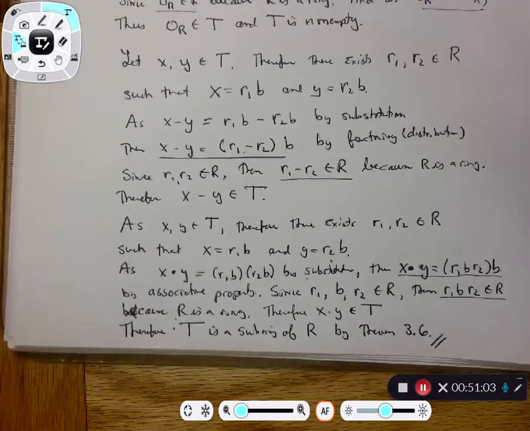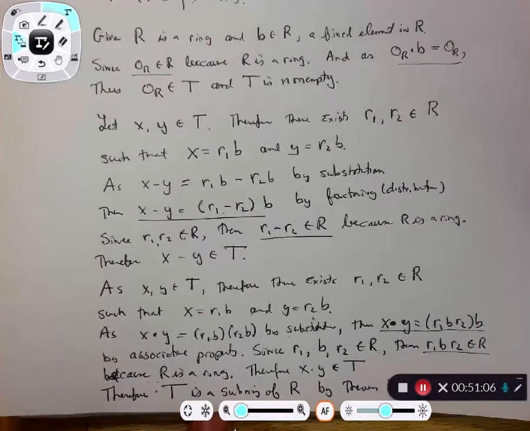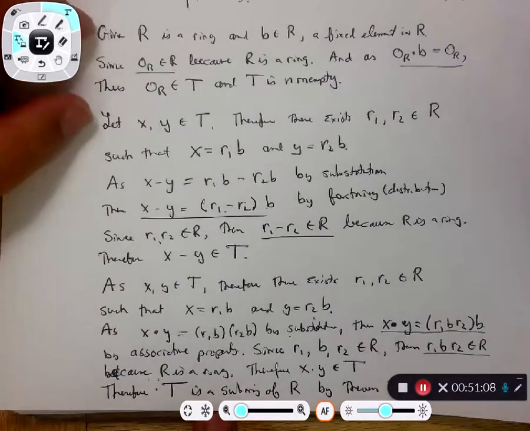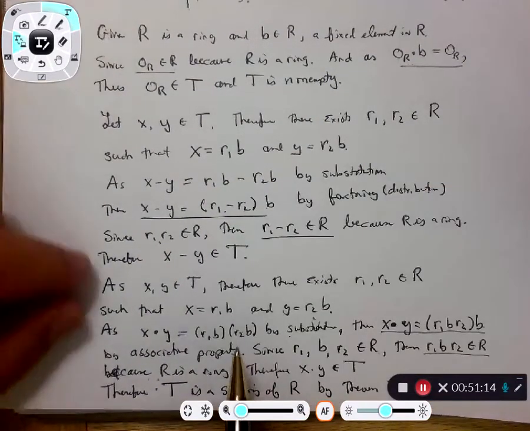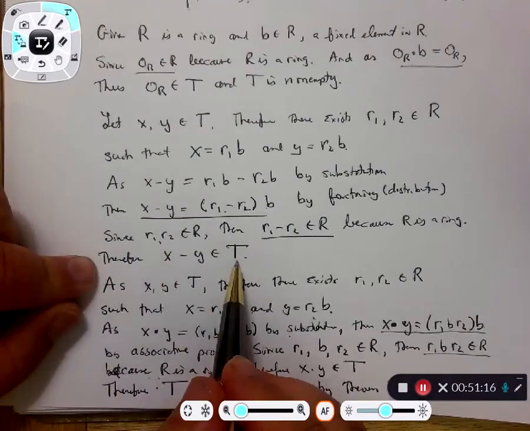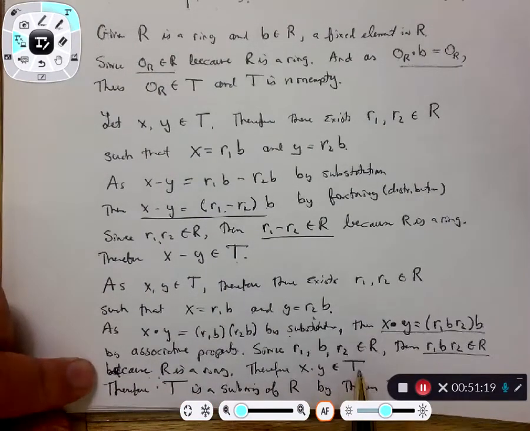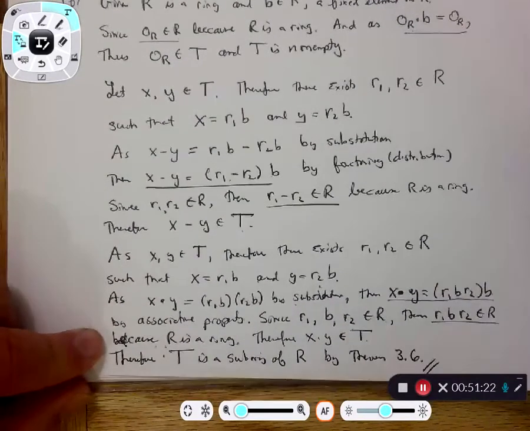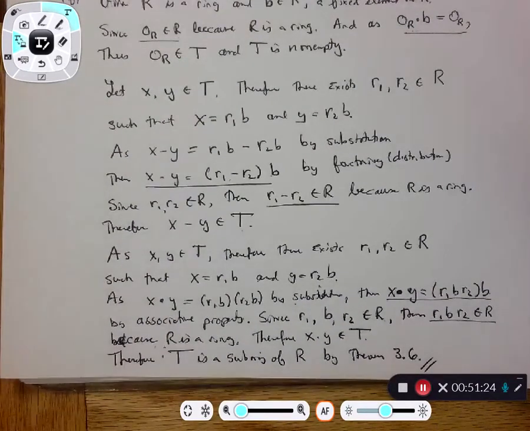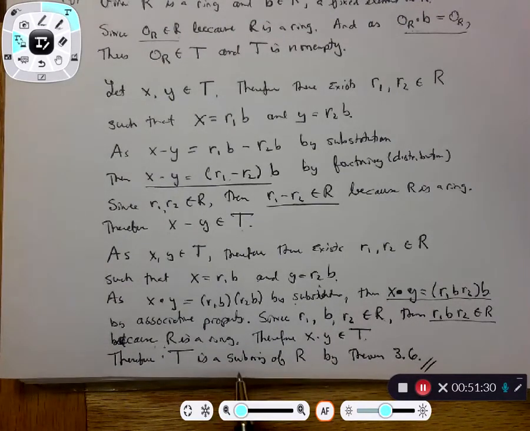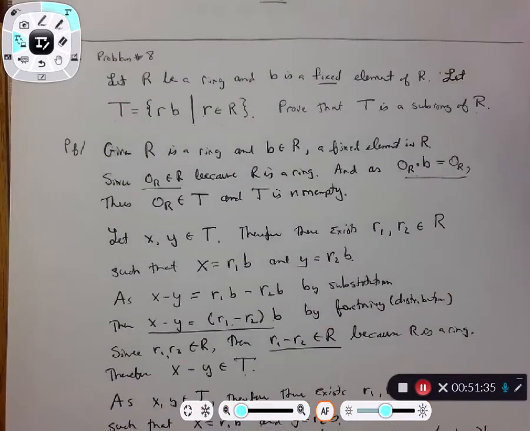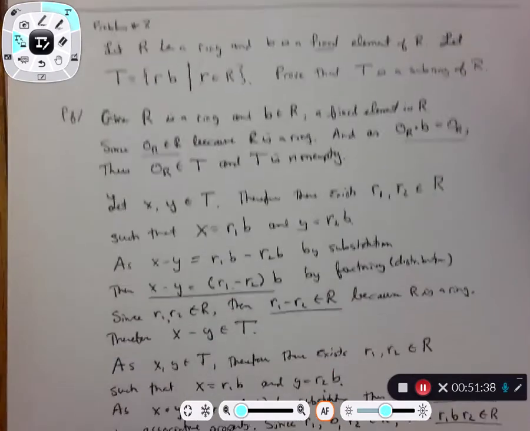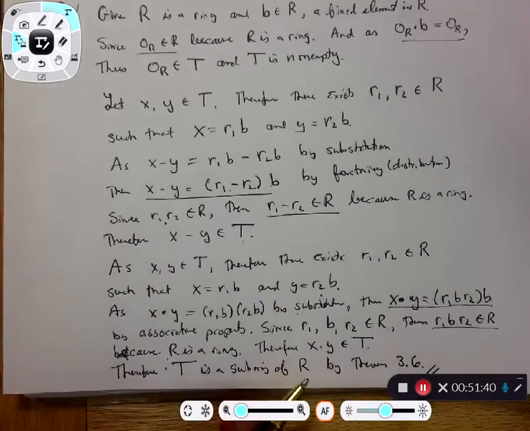So I have three parts of this thing. I've got the non-empty part, I've got the closed under subtraction part of the X minus Y, and I got the closed under multiplication part of the X times Y. So all three parts have been satisfied. So therefore, by Theorem 3.6, T is a subring of R. So you have to declare what we're after. Remember, we were trying to prove T is a subring of R, but declare your Theorem 3.6. That is your reasoning behind it.